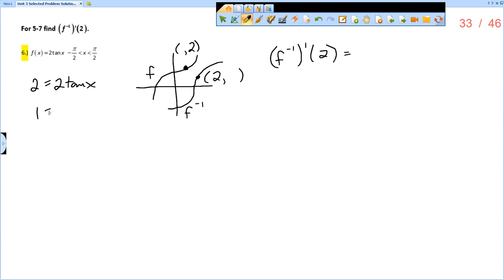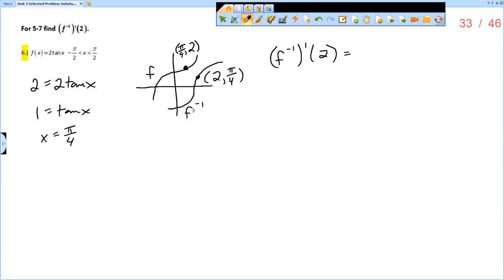So we divide by 2, we get 1 equals tangent x. And so now we're asking for what value of x, or for what angle, is the tangent equal to 1. That would mean that x is pi over 4. And so pi over 4 is the x value on f, which means it is the y value on f inverse.